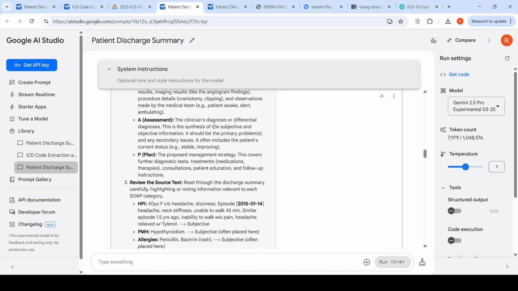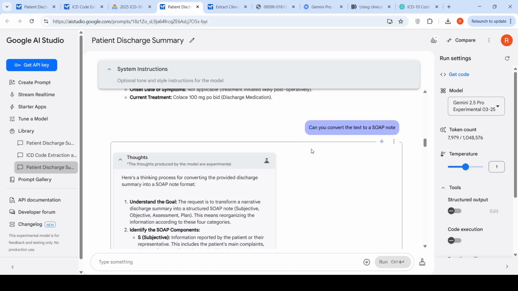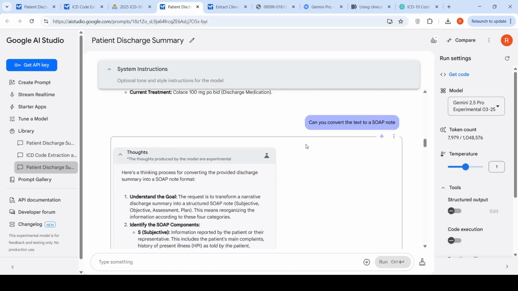Assessment is the clinician's diagnosis or differential diagnosis. It should list the primary problem and secondary issues. P is plan, the proposed management strategy. This covers further diagnostic tests, treatments, consultation, patient education, and follow-up instructions. Okay. A SOAP note is specific to the clinical domain.